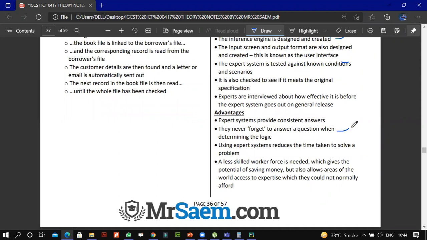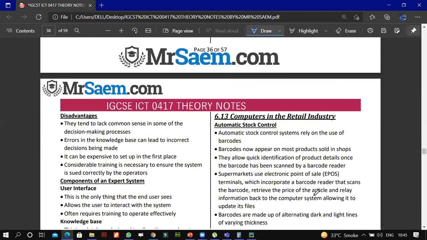It's not that they will forget. They will reduce the time it takes to solve a problem. They will actually help us save a lot of money, because expert people might require a lot of money. But obviously, this can also, to a large extent, result in joblessness and de-skilling if it is increased more.